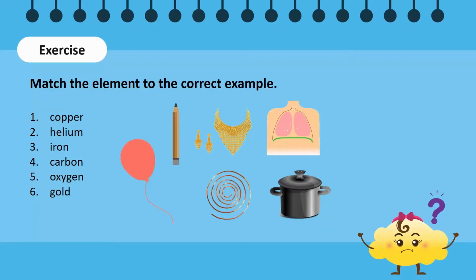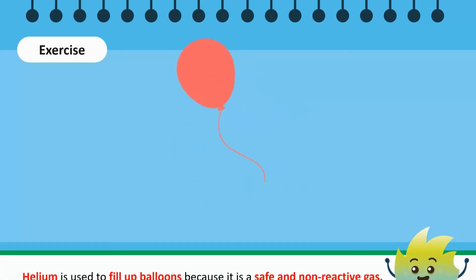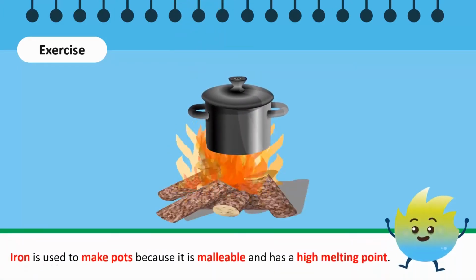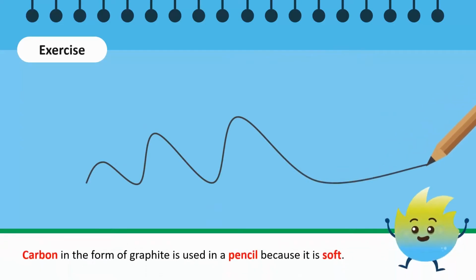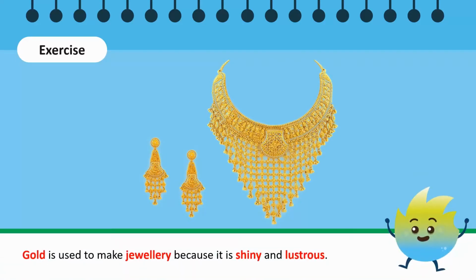Match the element to the correct example. Copper is used in making wires because it is ductile. Helium is used to fill up balloons because it is a safe and non-reactive gas. Iron is used to make pots because it is malleable and has a high melting point. Carbon in the form of graphite is used in a pencil because it is soft. Gold is used to make jewelry because it is shiny and lustrous.